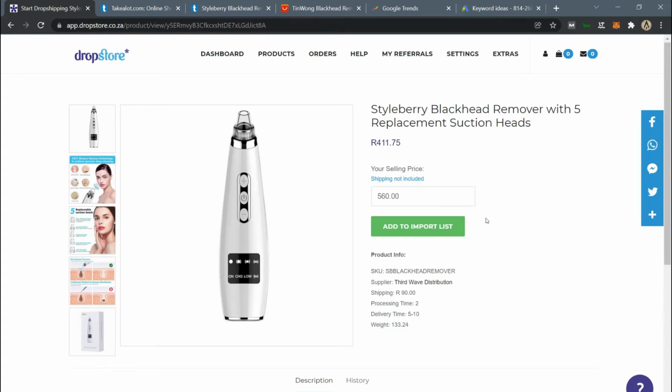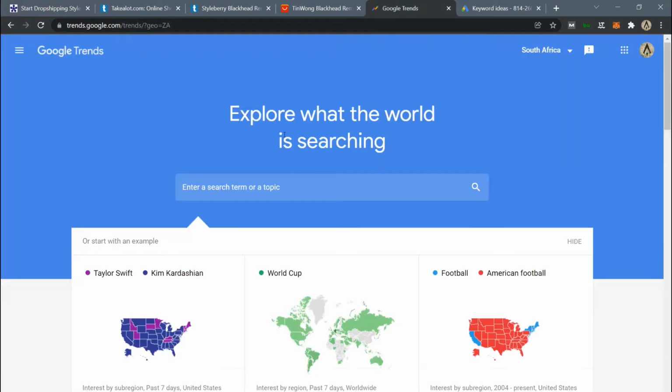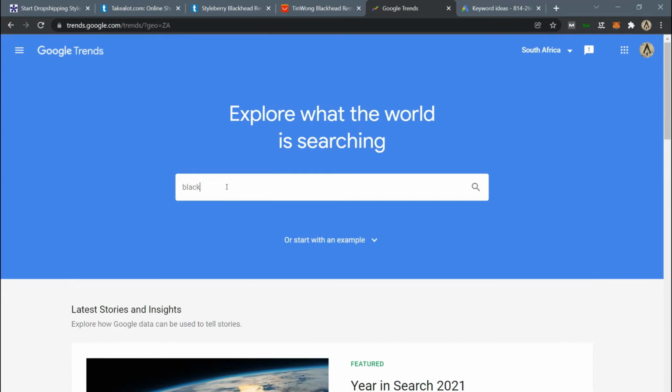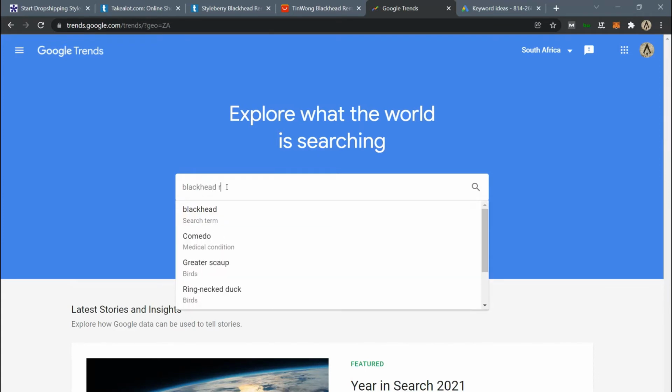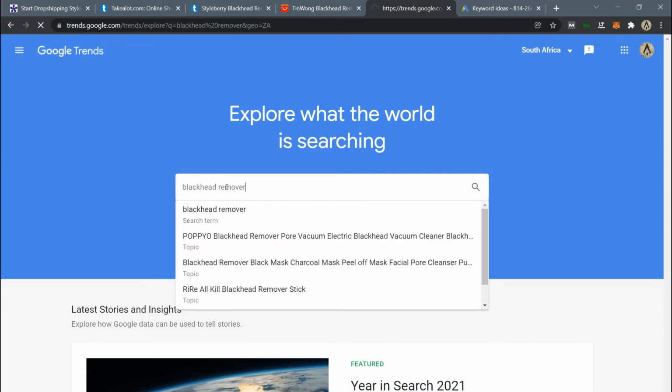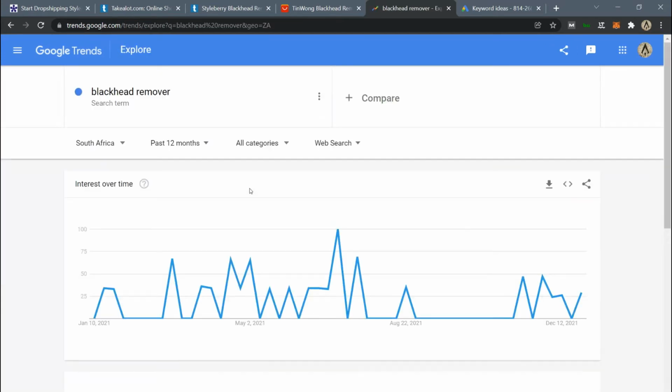The second thing you can do, if you want to find out if people are actually looking for this product, is use Google Trends. I'll leave a link in the description. You can go to Google Trends. Now, if I go to Google Trends and I type the same thing, blackhead remover, and press enter, it'll take me to the Explorer. Now you can see, just make sure this over here is set to South Africa, and not worldwide or the US or whatever the case may be. Just make sure it's South Africa.